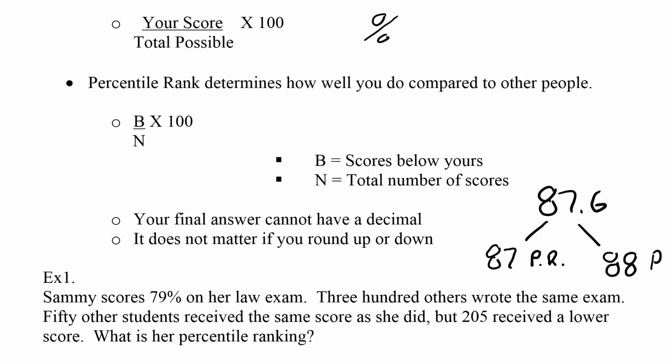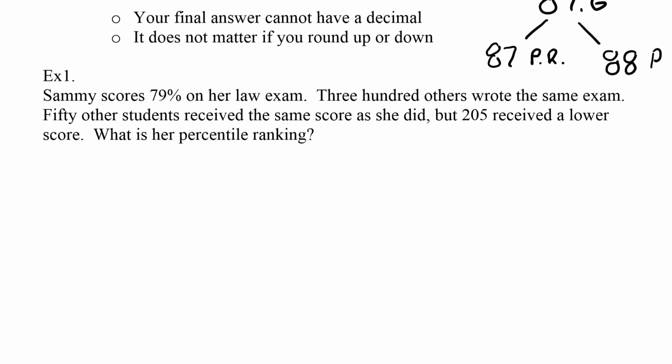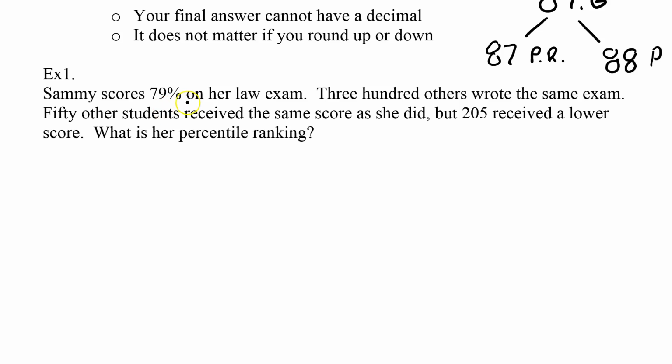So let's take a look at an example here. Sammy scores 79% on her law exam. Now, 79% is irrelevant. I'm not looking for a percentage at all in percentile rank. In fact, I don't care how well she did. So right away, I'm going to cross out that number. 300 others wrote the same exam. 50 students received the same mark she did. And 205 received a lower score. What is her percentile rank?